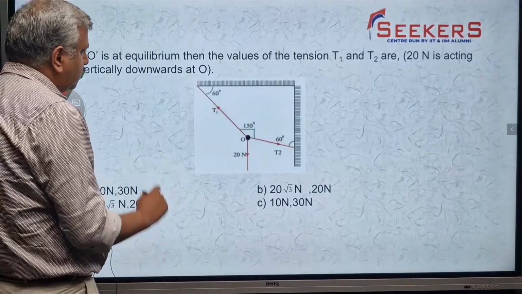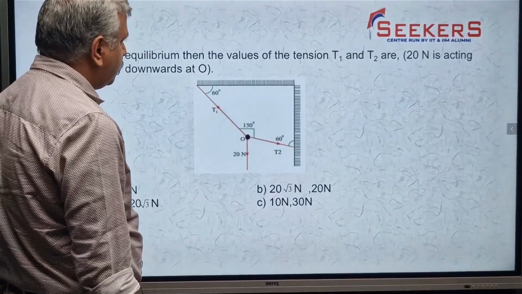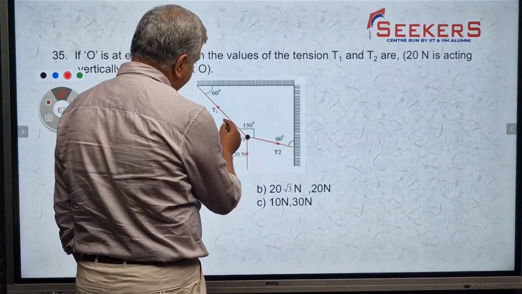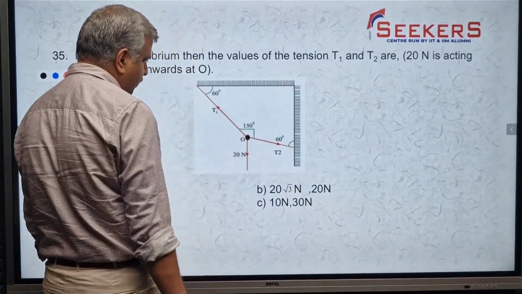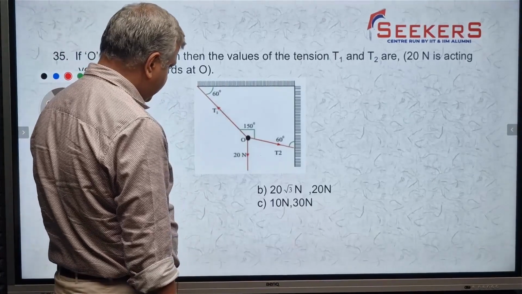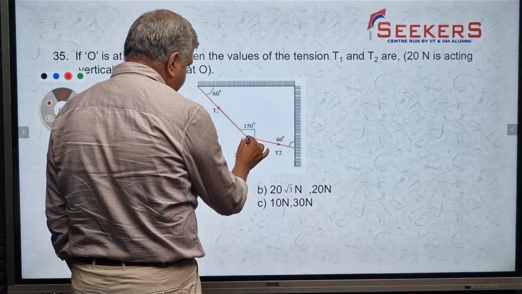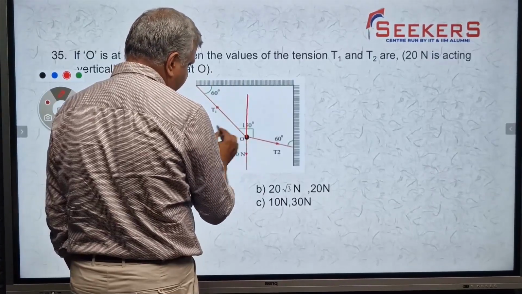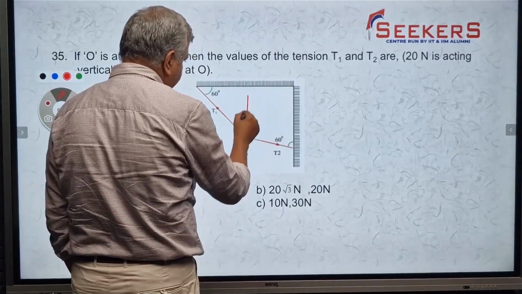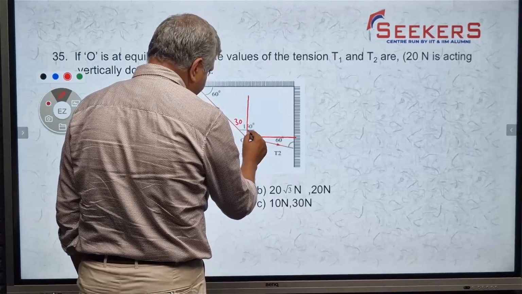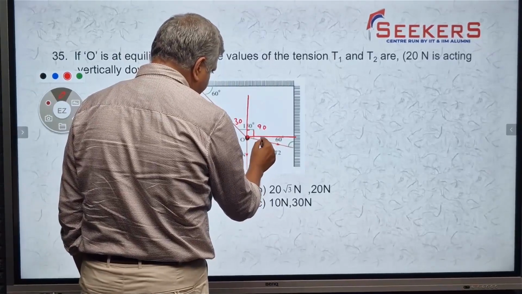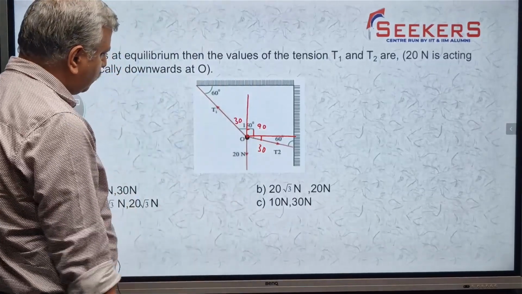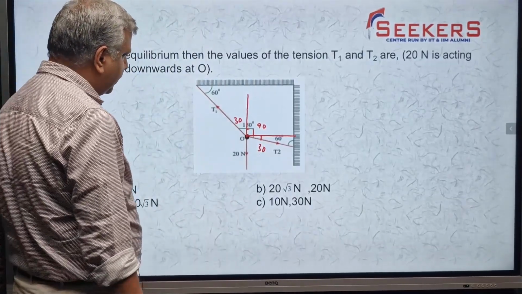Though it is given that this O is at equilibrium, then they are asking you for 20 Newton is acting vertically downward. So this is 20 Newton. So they are asking us to find out T1 and T2. Let me see first. This angle here, this is 60, this full thing is 150, but this angle here will be 30. So 30, this is 90, and this angle here is also equal to 30 because this full thing is 150. So now once the geometry is clear, now everything will be clear.